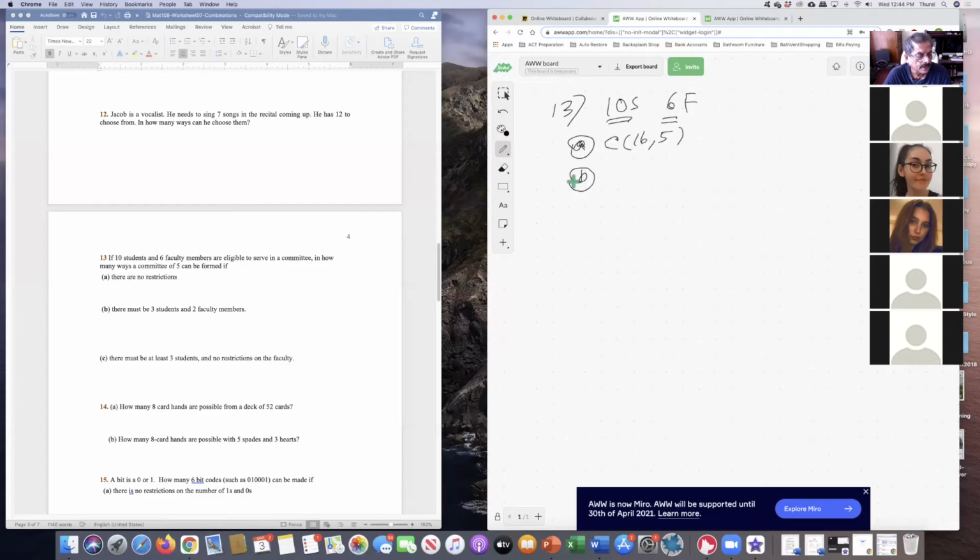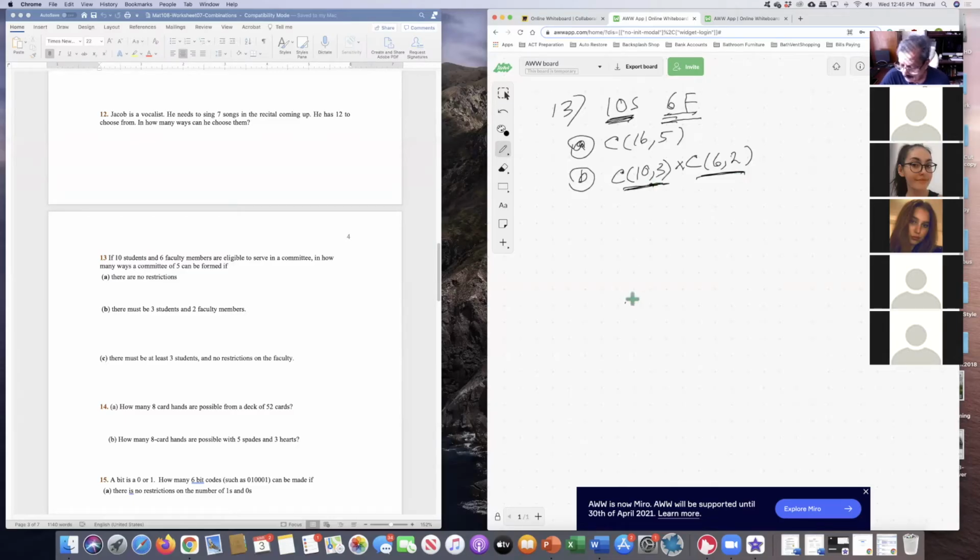The second question says there must be 3 students and 2 faculty members. First you figure out how many ways there are to select the 3 students. That'll be a combination of 10, 3. There are 10 students, I need to select 3 students. Two faculty members have to be combined. So the number of ways of selecting 2 faculty members from 6 will be C(6, 2). And I need to multiply them because of the same idea I just explained. Each one of these groups will be combined with each one of these groups to make the committee. So everyone here can be combined with everyone.